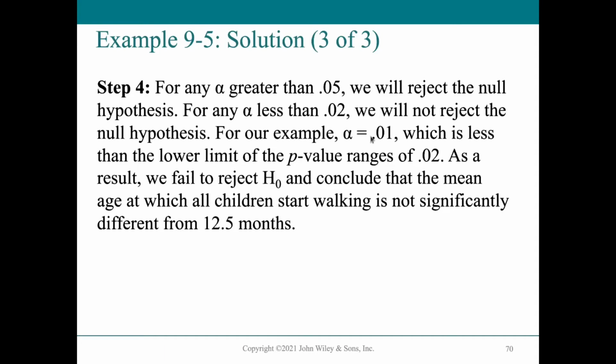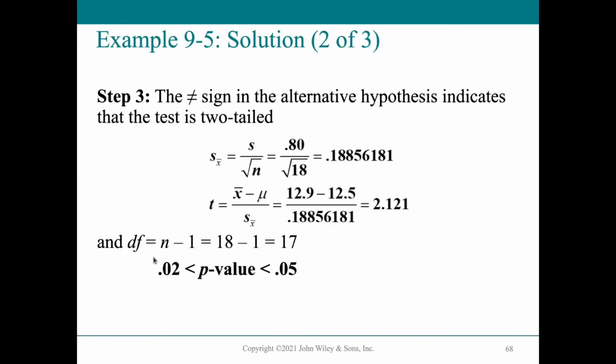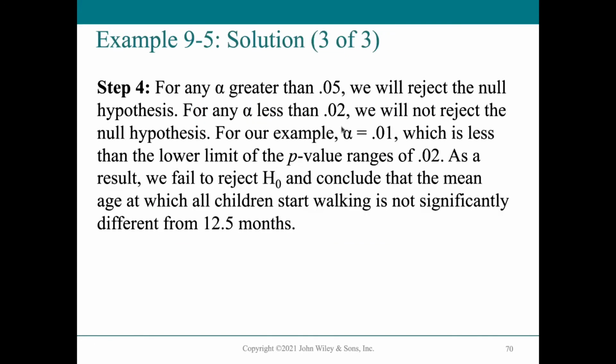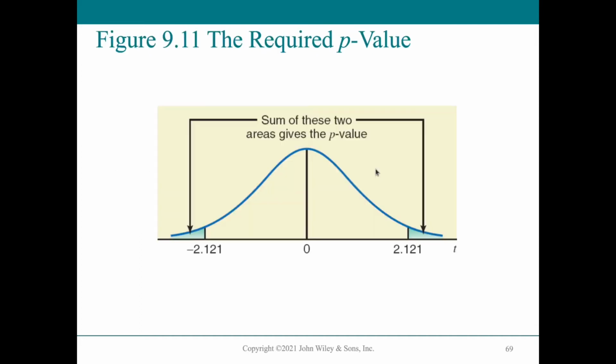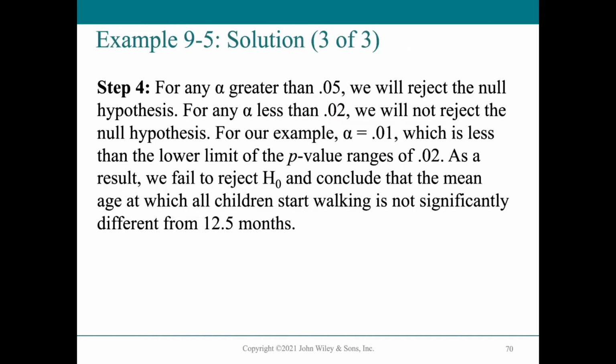So for this example, based on the table, our p-value lies between 0.02 and 0.05, because the table is a bit constrained. Our example alpha is 0.01, which is less than the lower limit of the p-value range of 0.02. So 0.01 is our alpha. Our p-value is greater than our alpha. Therefore, we do not reject the null hypothesis.